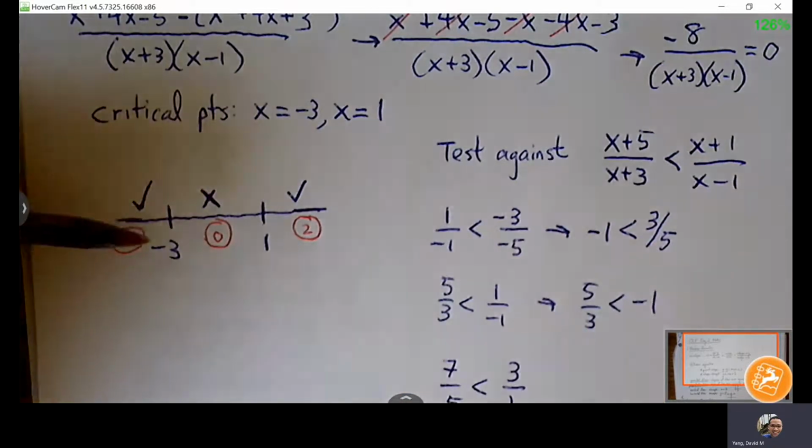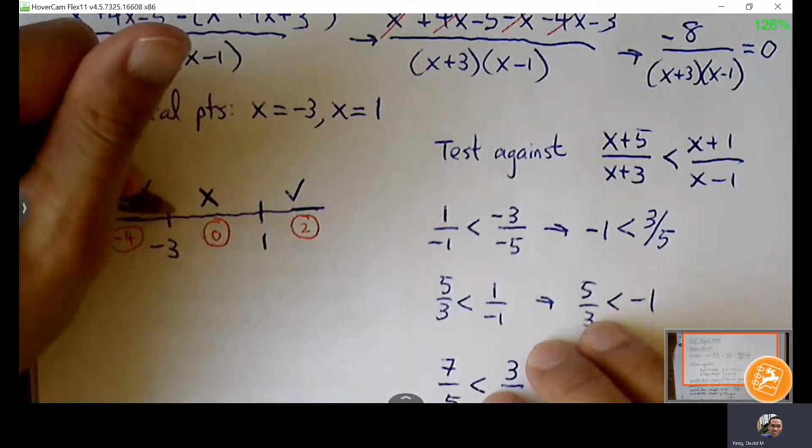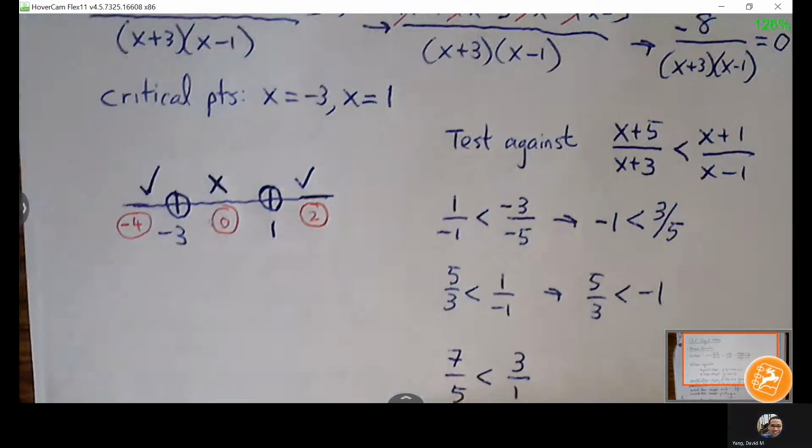So we know that they will never be part of our solution set. They will be values that are not defined. So we'll always have open circles if they're coming from the denominator.